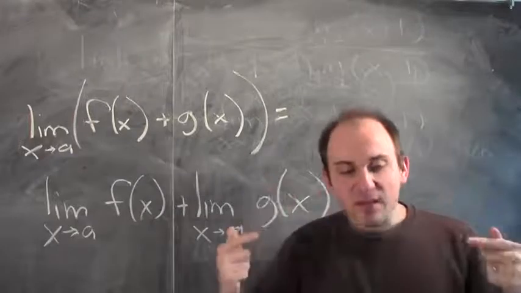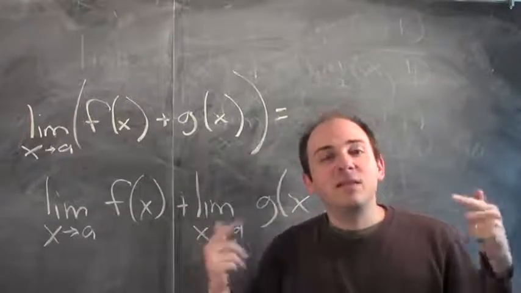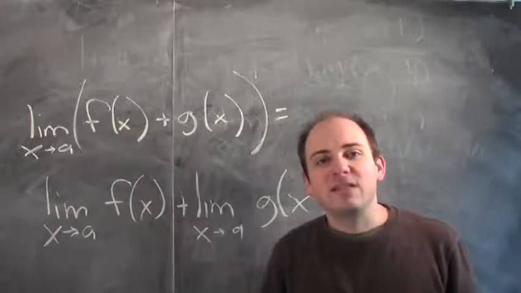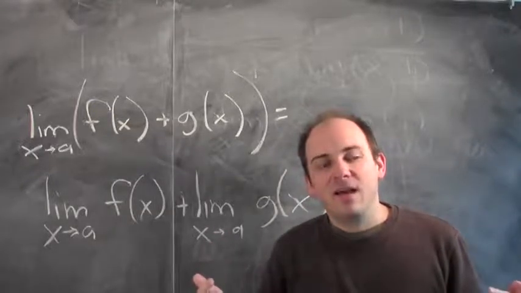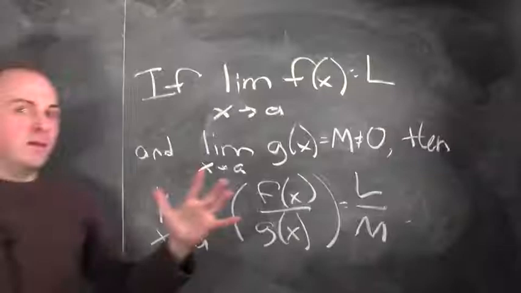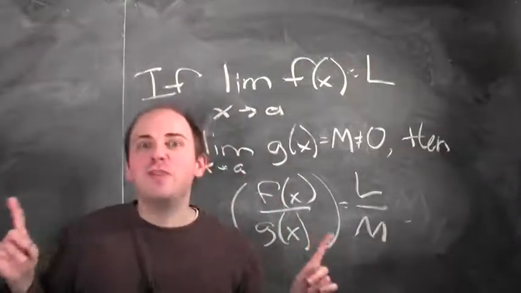In other words, the limit of a sum is the sum of the limits, and the limit of a difference is the difference of the limits, and the limit of a product is the product of the limits. And what about quotients? Something similar is true for division.